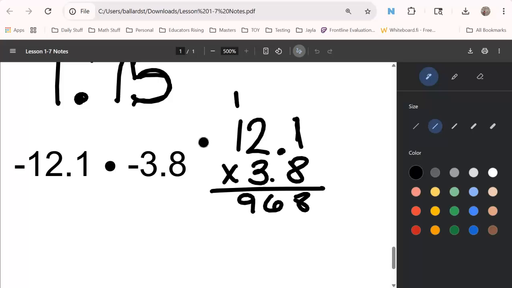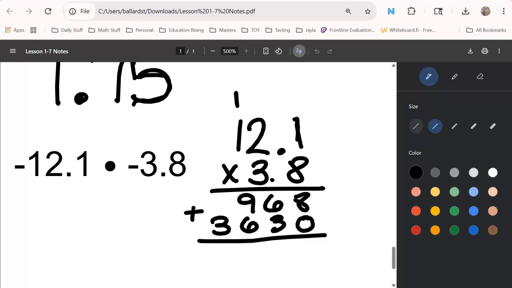And then we're going to multiply everything by 3. We start with a 0. 3 times 1 is 3. 3 times 2 is 6. And 3 times 1 is 3. Okay, and then we're going to add down on those 2 rows. 8 plus 0 is 8. 6 plus 3 is 9. 9 plus 6 is 15. Carry your 1. 1 plus 3 is 4.